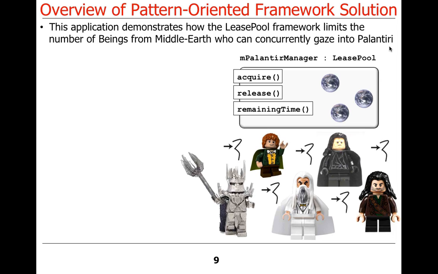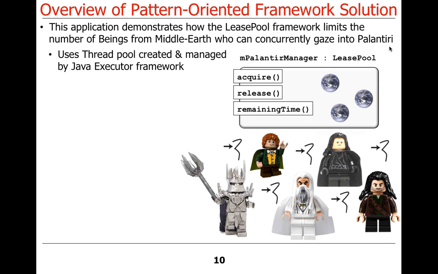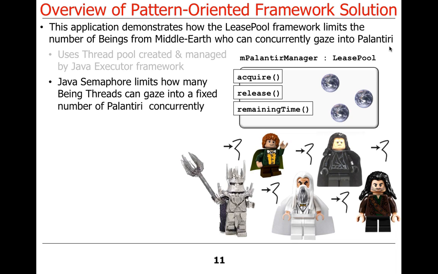All right, so this is the application. It basically gives a chance for different beings in Middle-earth to gaze at Palantiri. I spent some time on the Lego website finding Lego Denethor, Lego Aragorn, Lego Gandalf, Lego Pippin, and Lego Sauron, who I think are the main characters who are gazing into Palantiri in the Lord of the Rings. So basically we're going to spawn a pool of threads, and this is going to be managed by the Java Executor framework. The semaphore is going to be used to limit the number of these beings that can gaze at the Palantiri at any given time.